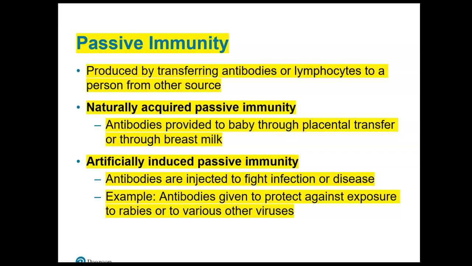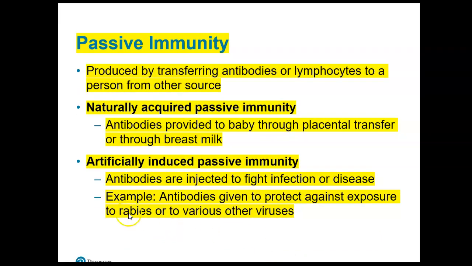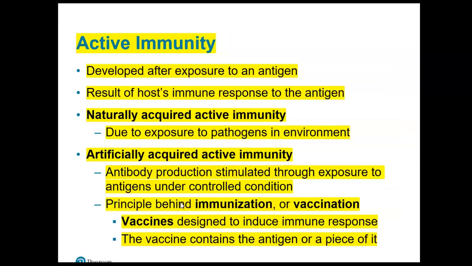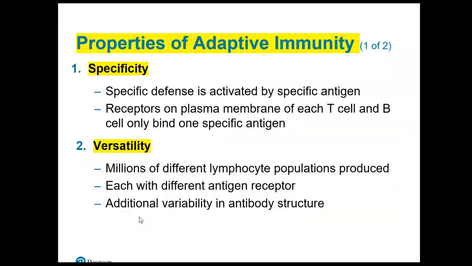A true vaccine is exposing your body to the antigen that triggers the immune response. But the rabies shot is actually giving you antibodies. So if you're given a vaccine, it's going to cause your body to make its own antibodies. But the rabies shot, they give you the antibodies. Your body doesn't make them.